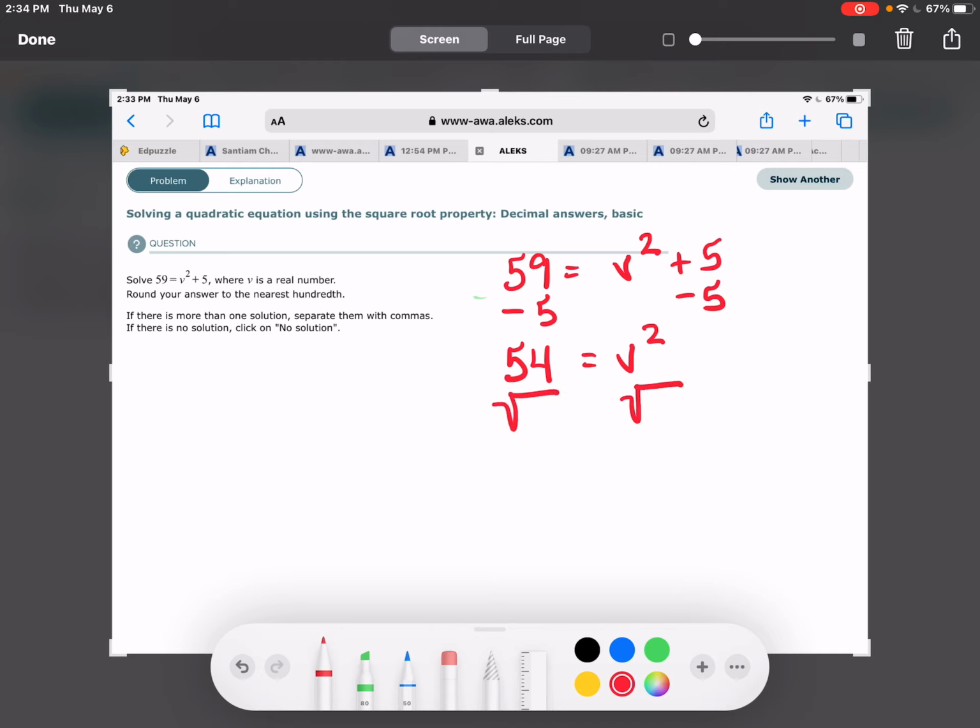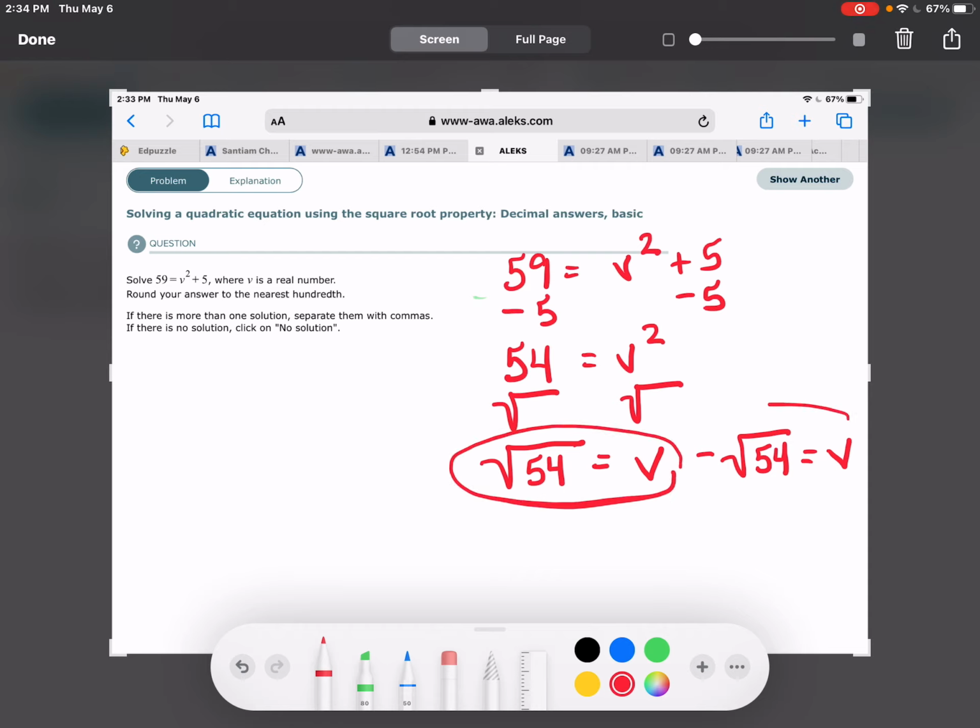Remember, when you take v squared and square root it, you get v, but we're going to need to come up with both the positive square root of 54, and we are also going to need to come up with the negative square root of 54. And those are probably decimals, so if there's more than one solution, separate with commas. If there's no solution, this is probably the answer they're actually going to want, just like this.